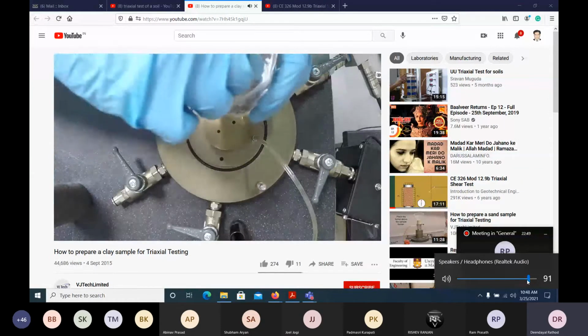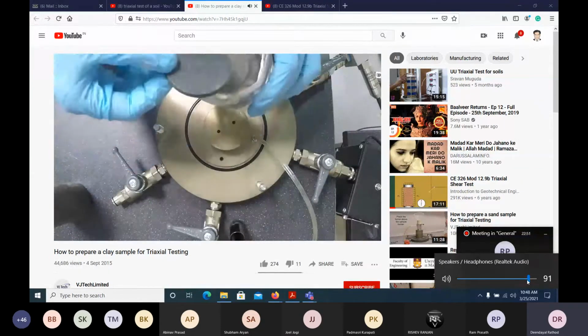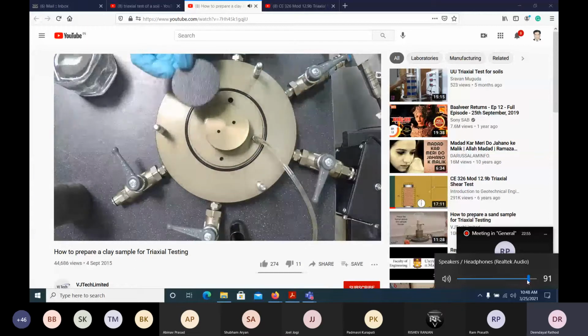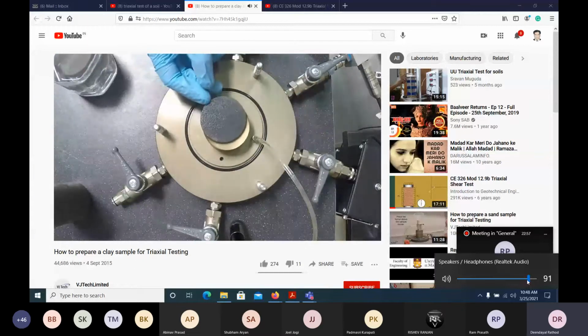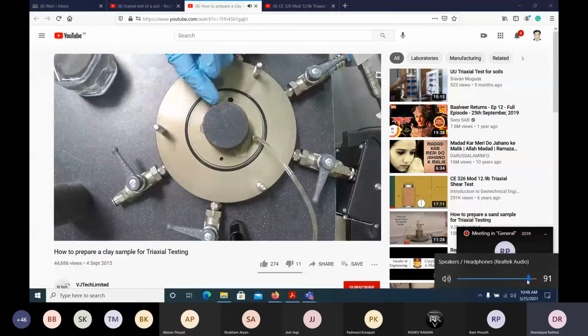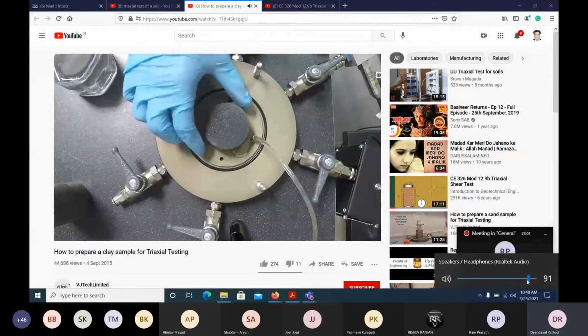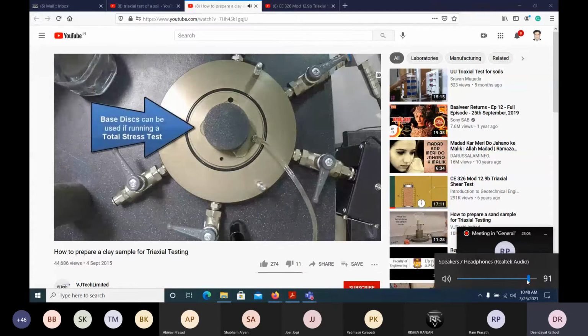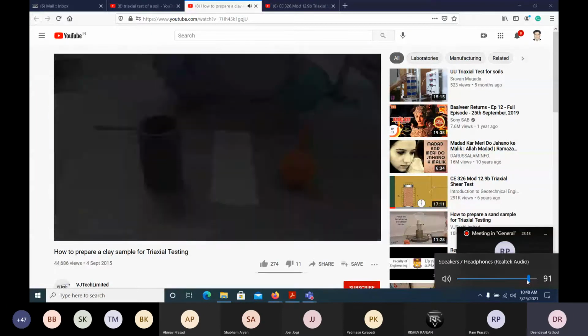Assuming the base has been de-aired, slide a saturated porous disc onto the base pedestal. It helps to have a pool of water on the base to keep the stone saturated and avoid trapping any air as you slide the disc on. If you are not measuring pore water pressure or applying back pressure, you may use plastic discs instead of porous discs.